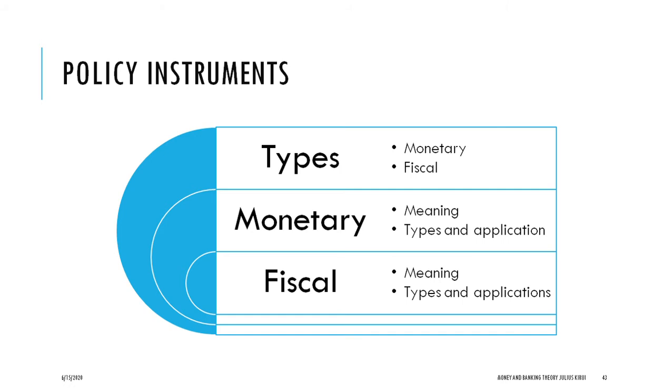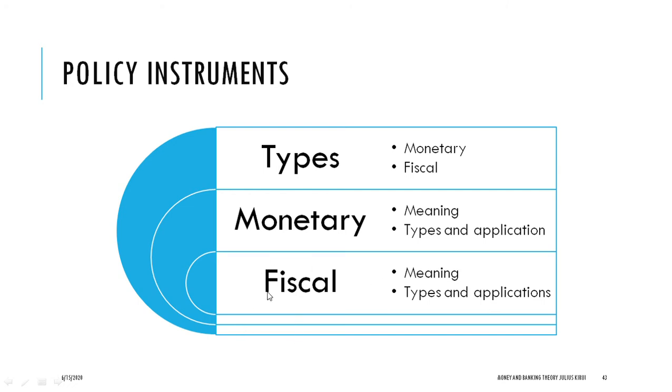Then monetary policy. In the monetary policy, we'll be analyzing the meaning. After looking at the meaning, we look at the types of monetary policy. Then we look at the instruments of monetary policy, the objectives of monetary policy. Once we are done with that, then we look at the limitations of monetary policy. So these are the areas that we are supposed to cover as far as monetary policy is concerned.